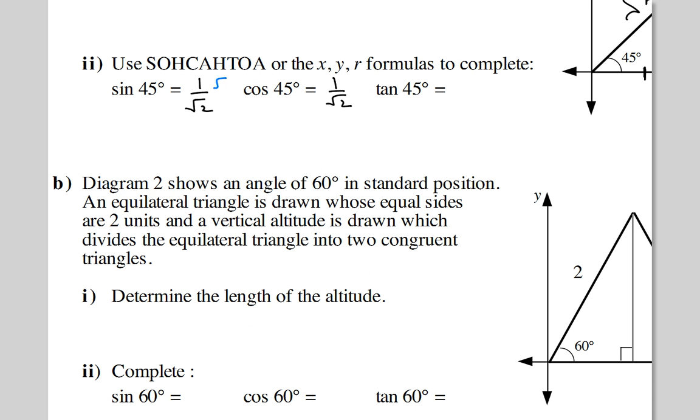So rationalizing root 2 over root 2, root 2 over root 2. So you get in black ink root 2 over 2 for both. Okay, do you guys see root 2 over 2 on your unit circle that I handed out? Do you see it at the 45?